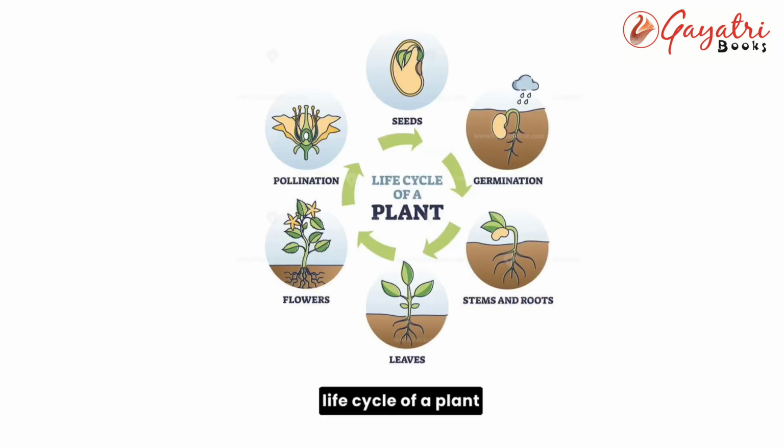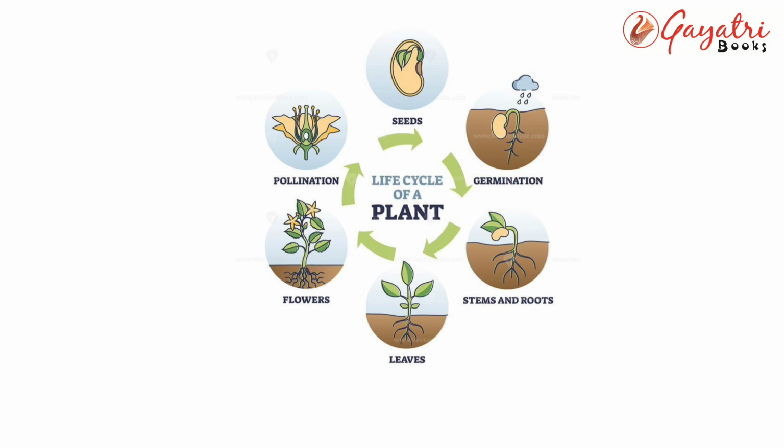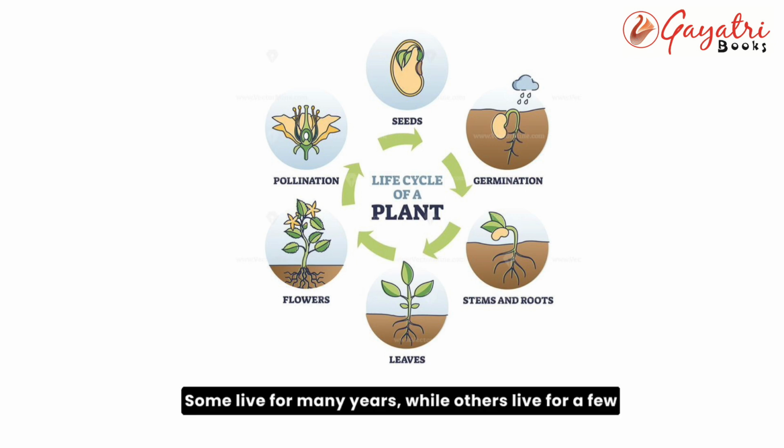Life cycle of a plant. Like all living beings, plants too have a life cycle. A baby plant grows from a seed. The sapling or baby plant grows bigger through the years. Different plants live for different spans of time. Some live for many years while others live for a few years and some live for a few weeks or days.